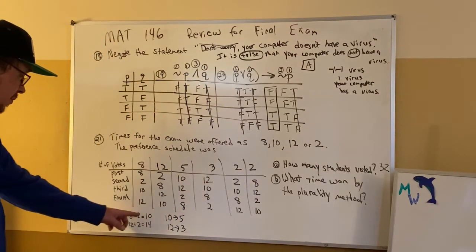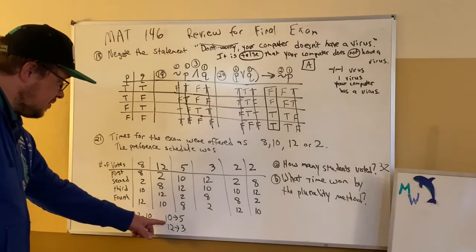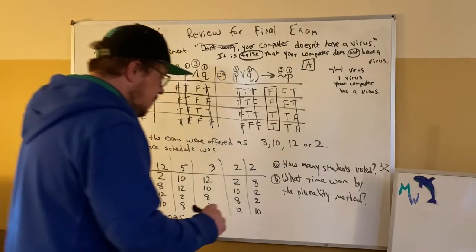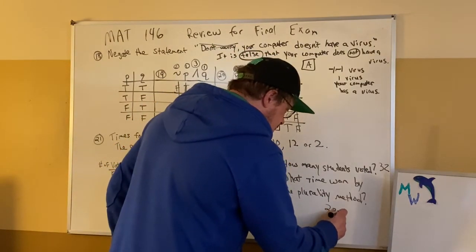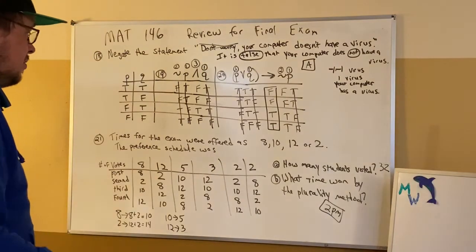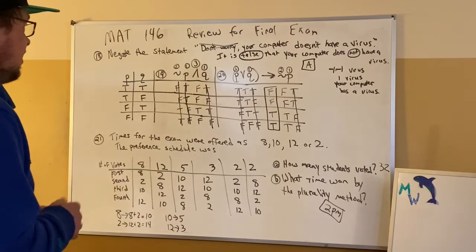Which of the times? 8 with 10 votes, 2 with 14 votes, 10 a.m. with 5 votes, or noon with 3 votes? The winner is going to be 2 p.m. That 12 votes, it doesn't. That's what we had, 14 votes. It doesn't ask for that, but we did want to see who had the most votes by plurality. There we have it.